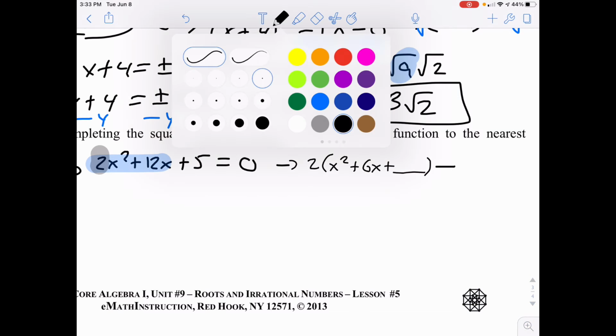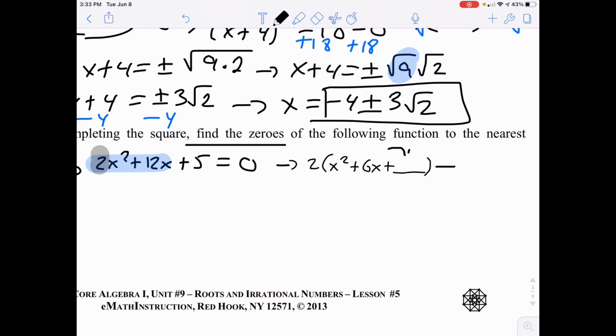So let's figure this out. The number that goes here is b over 2 squared. So b is 6. Everybody go 6 divided by 2. We get 3. 3 squared is 9. Now, we are not subtracting 9. We are subtracting 9 times 2, because remember, you're multiplying times 2. So 9 times 2, and then the plus 5 equals 0.